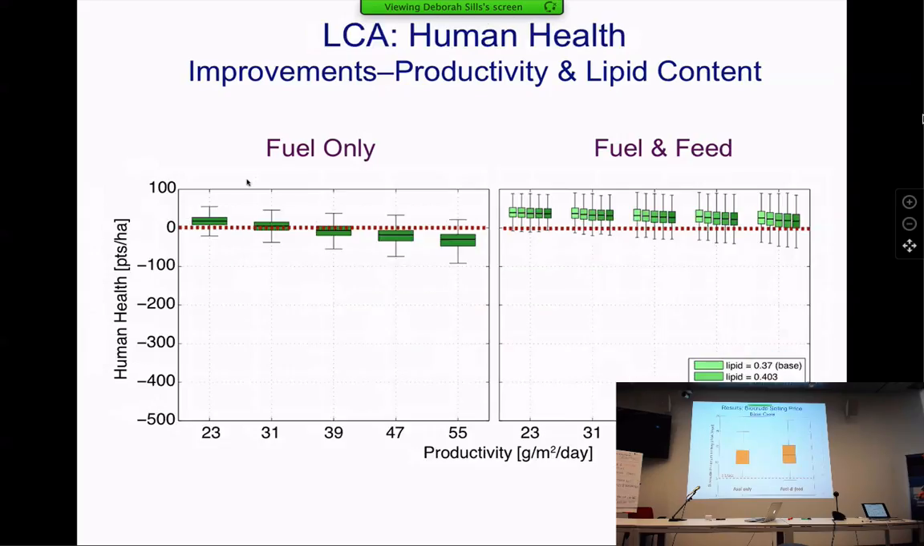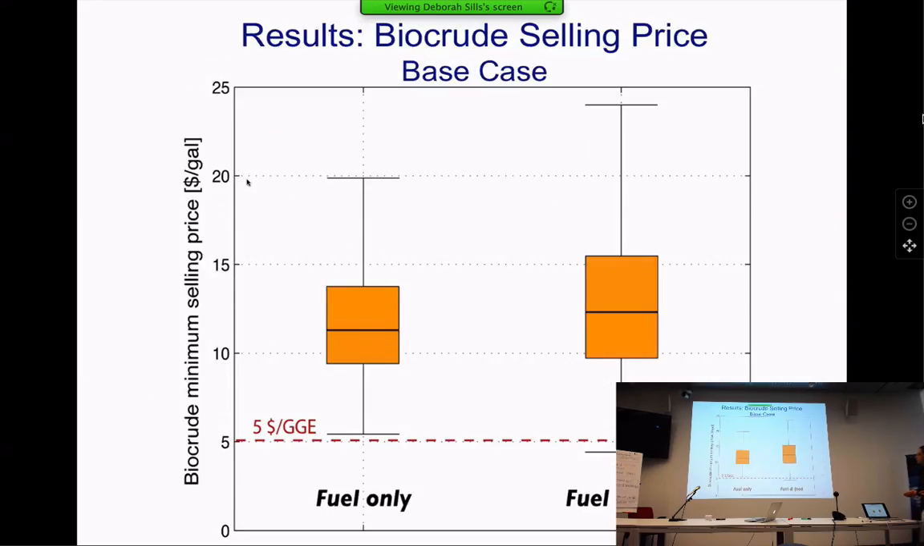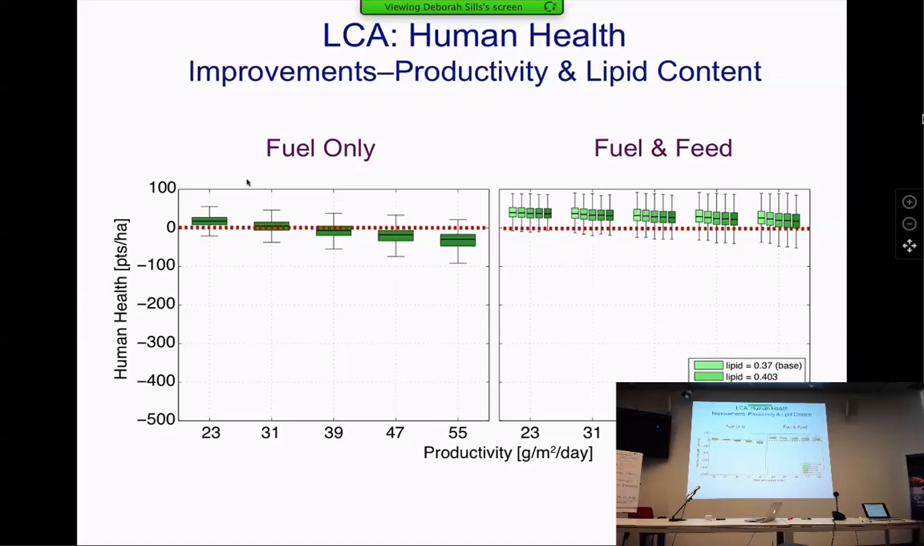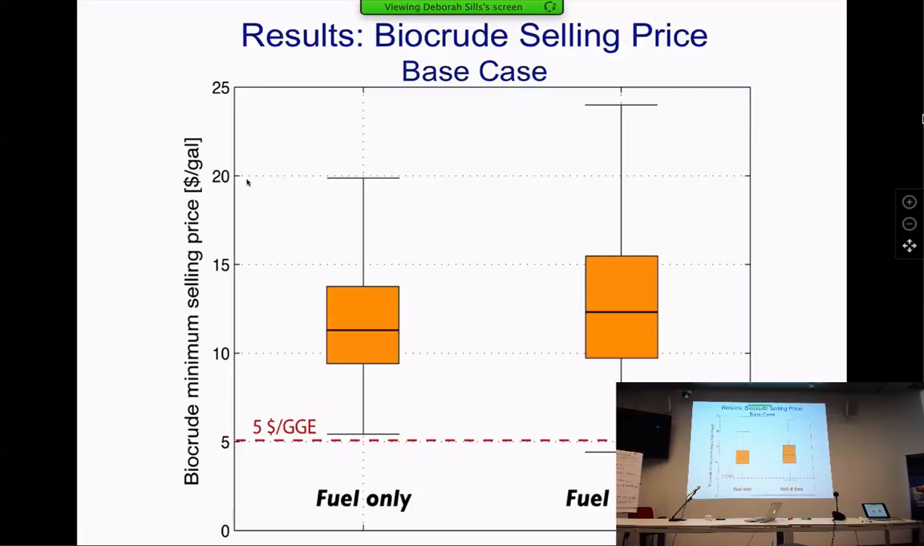I'm going to just skip to some economic results because I think it's a little cooler. And yeah, almost time to go. Our target with the environmental impacts was 0 points. This is the line in between beneficial and harmful. Our target with economics was DOE's research target, which is $5 per gallon gasoline equivalent. And both of them don't really reach that target.